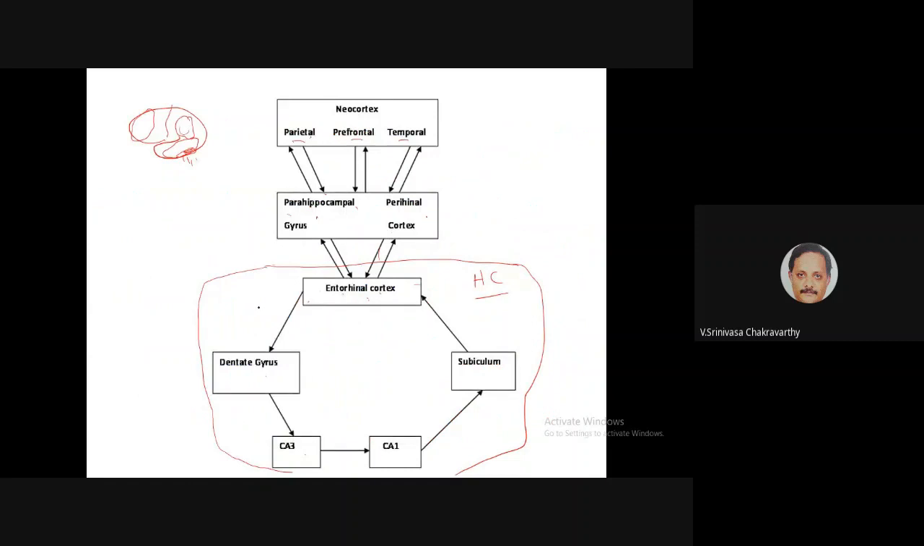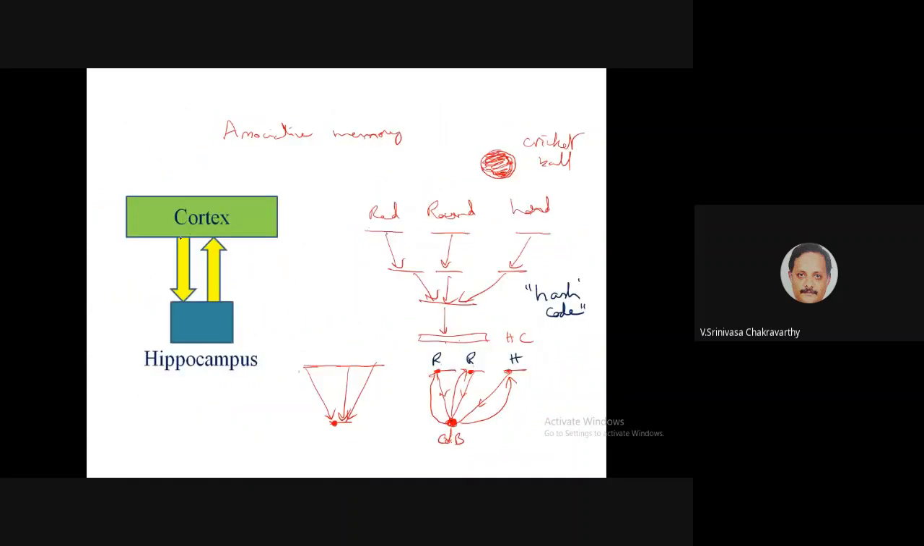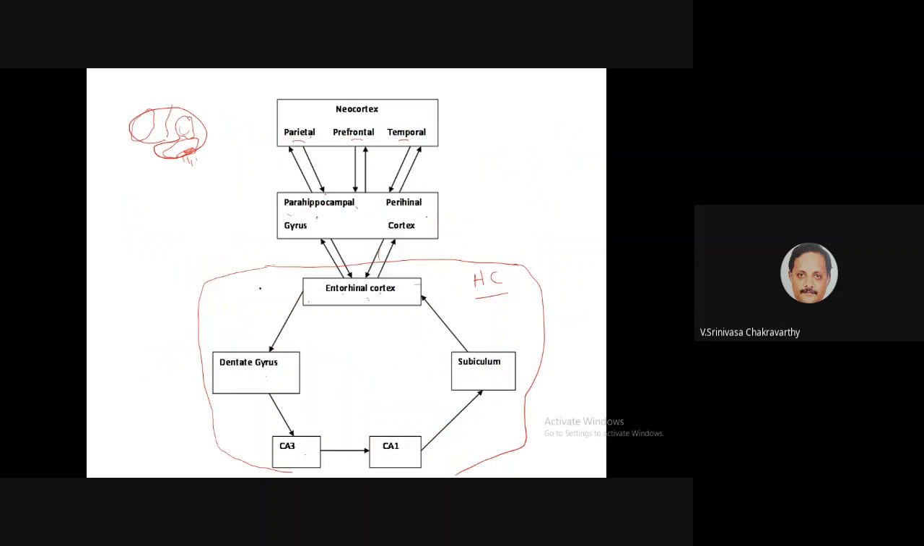Okay, so this is a very simplistic gross picture which just completely lumps all the cortical areas into one big area called cortex, and the whole complex circuitry within hippocampus is lumped into one box called hippocampus. Now let us expand both of these things and see what kind of contents they have inside.